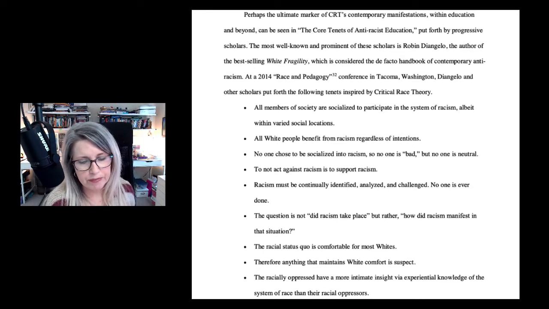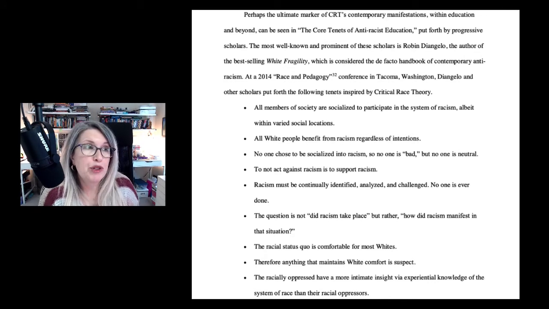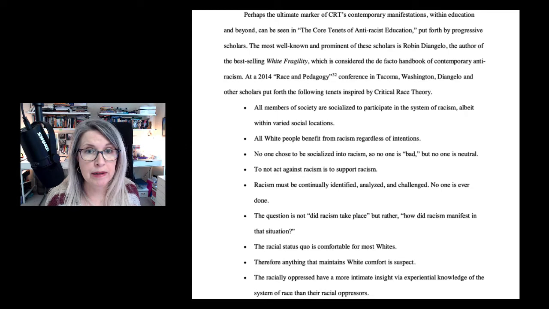Unfalsifiable claims. The racially oppressed have a more intimate insight via experiential knowledge of the system of race than their racial oppressors. There are multiple unfalsifiable claims in there. Can I prove it's not true that someone who's racially oppressed... I can't even prove that someone hasn't been racially oppressed because they keep redefining what oppression is. They keep redefining what racism is.